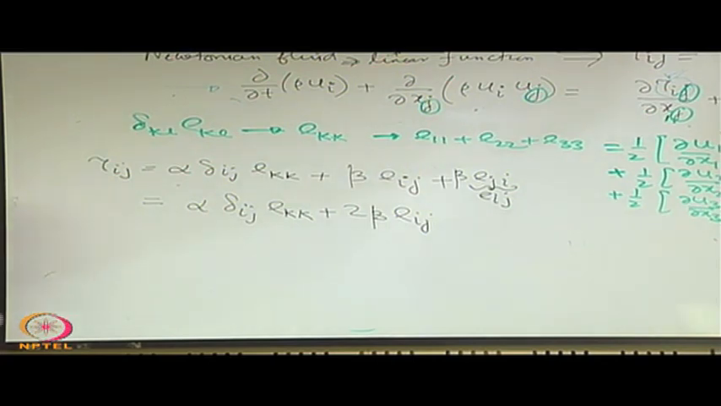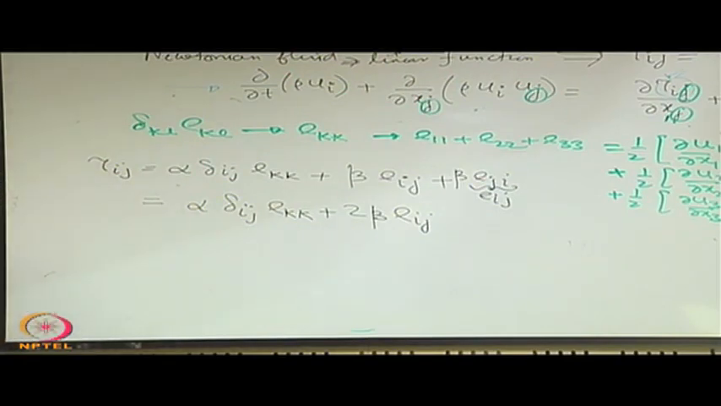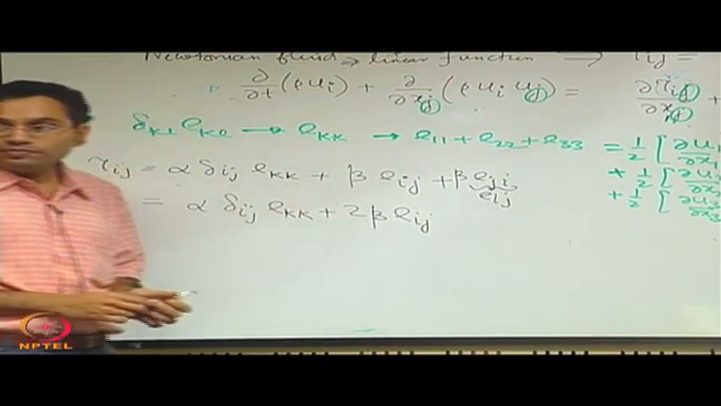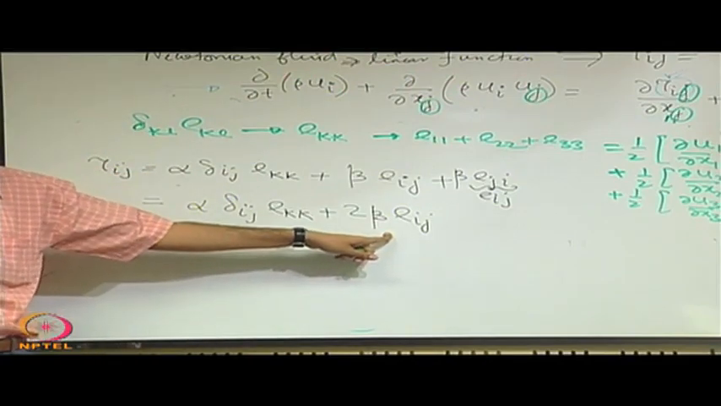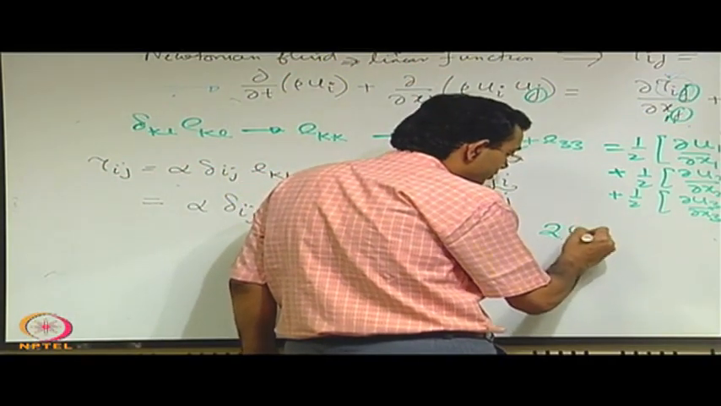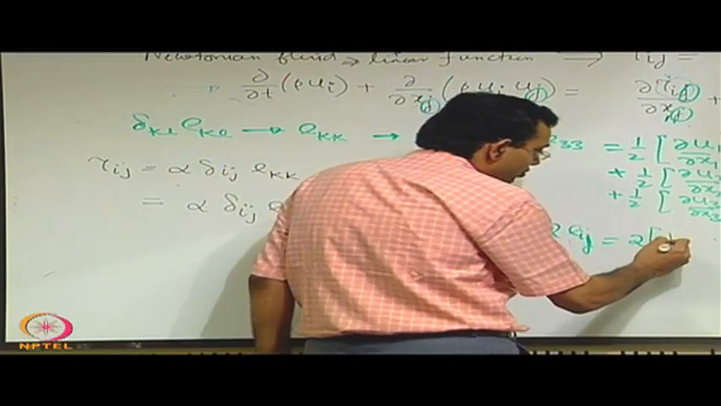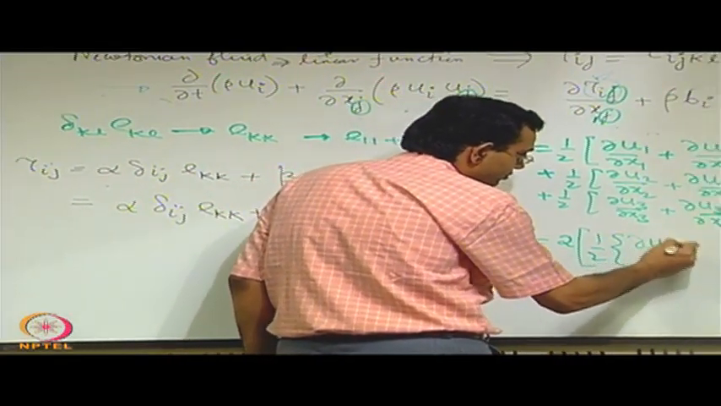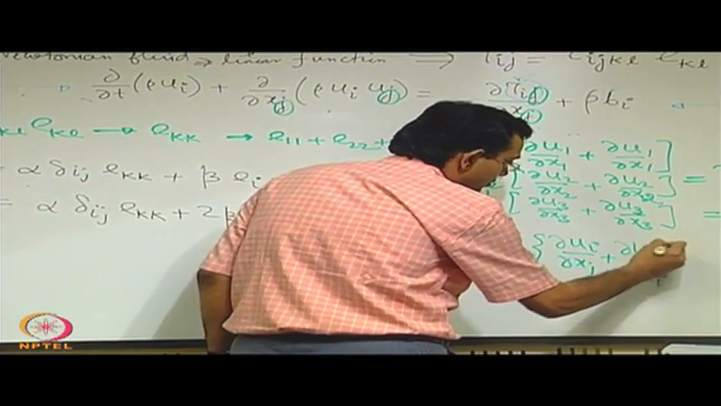Now, the question is how physically we may relate these coefficients alpha and beta. To do that, we should understand one very important thing, where the effects of these come from. First you have, let us say, beta. So where is the effect of beta coming from? Let us write what is 2 Eij. So what is 2 Eij? You have 2 into Eij is half of this one.